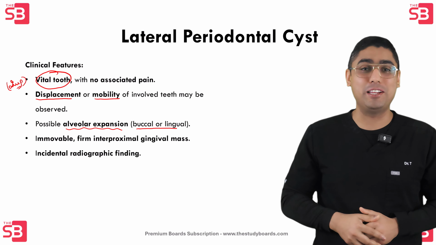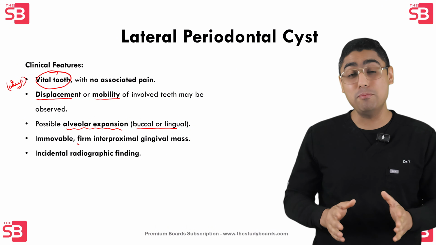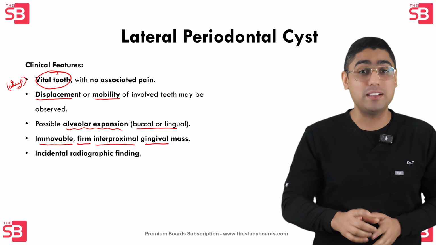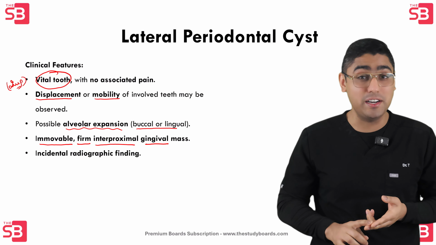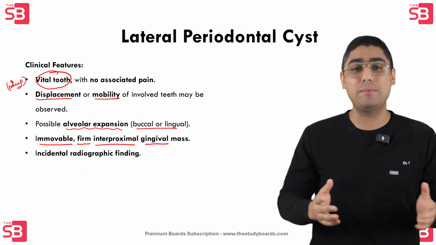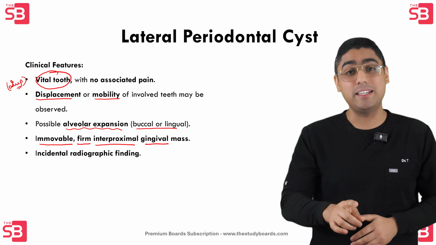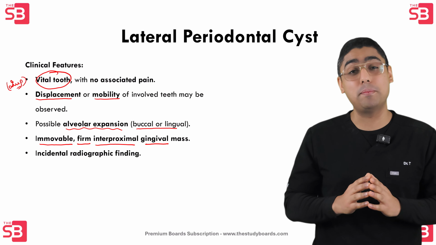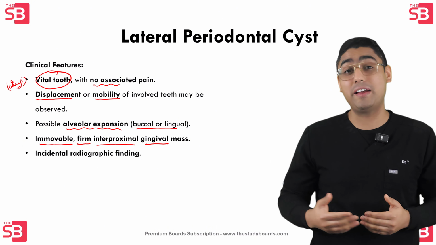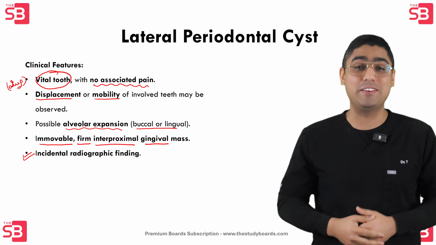Now on clinical examination, you might feel a firm, immovable gingival mass in the interproximal region, and this mass is not associated with pain, redness or infection, which is going to help you differentiate it from your inflammatory lesions. Now what's interesting is that lateral periodontal cysts are completely asymptomatic. They usually go unnoticed and you will find them accidentally whenever you're taking a routine radiograph.